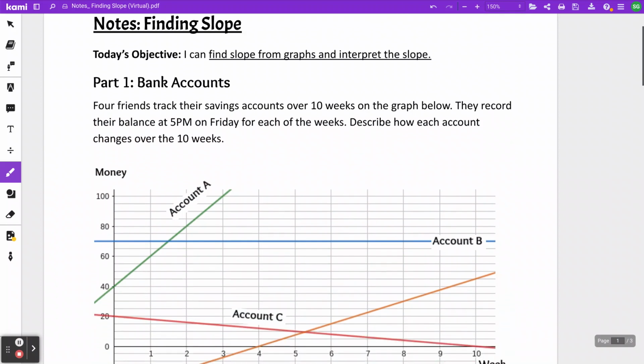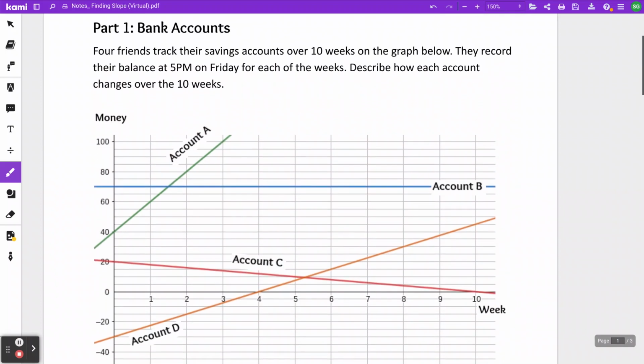The first part of this lesson is going to be all about bank accounts. Specifically, we've got 4 friends track their savings accounts over 10 weeks on the graph below. They record their balance at 5 p.m. on Friday for each of the weeks. Describe how each account changes over the weeks.